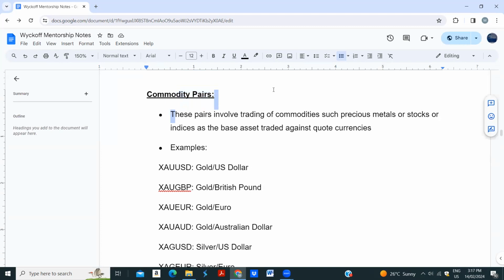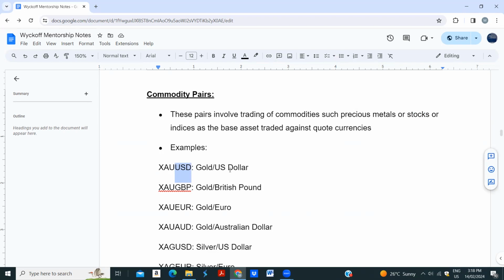Commodity pairs. These pairs involve trading of commodities such as precious metals or stocks or indices as the base asset trading against the quote asset. So when you have a commodity like precious metals like gold, silver, or we have oil, natural gas, we have stocks or indices, these commodities are always the base commodity. Remember that they cannot be written like this, like USD gold. The commodity should always be the base commodity, and the currency should be the quote currency.